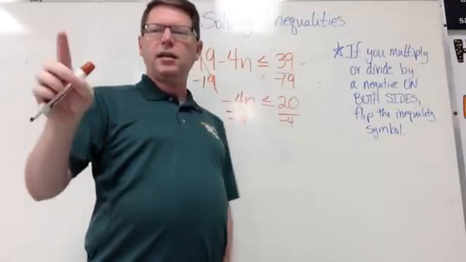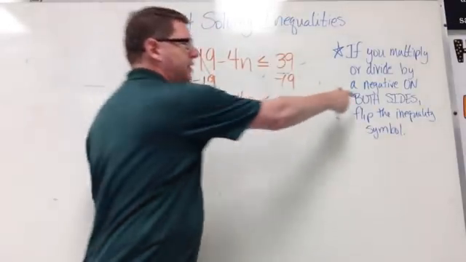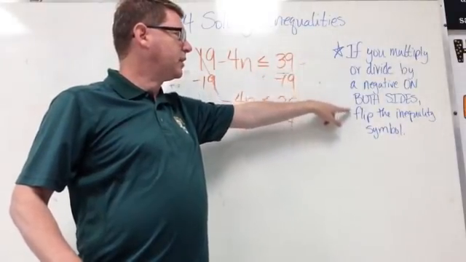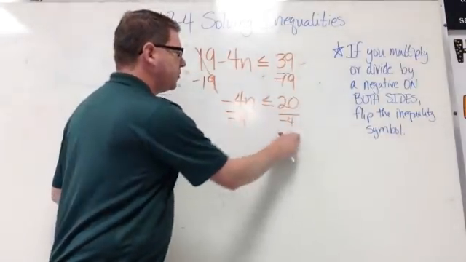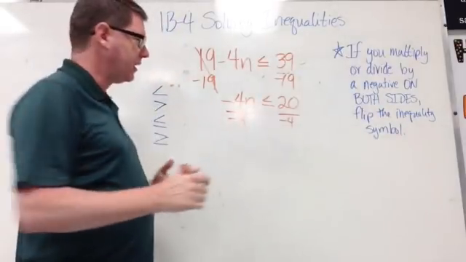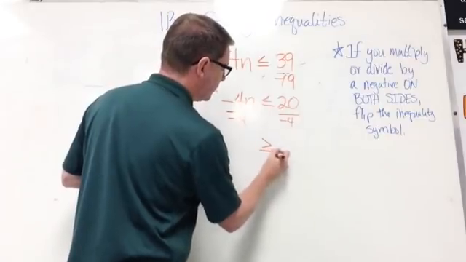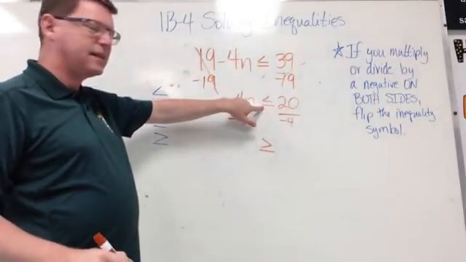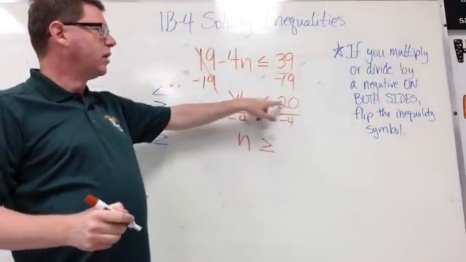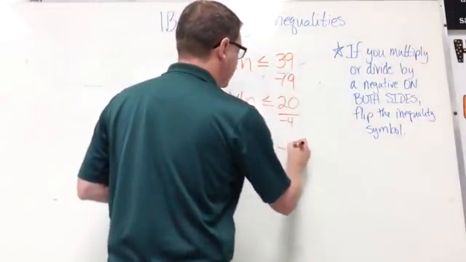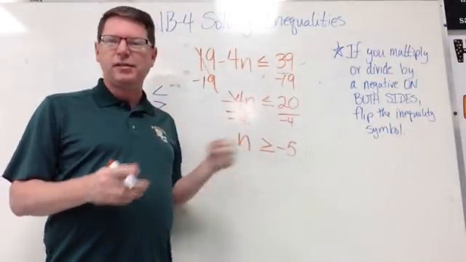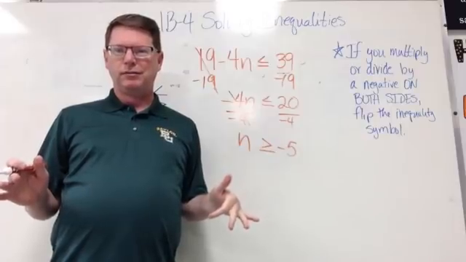Ding, ding, ding! This is where this comes in. This says if you multiply or divide by a negative on both sides, flip the inequality. I'm dividing by a negative on both sides. Because I'm dividing by a negative on both sides, I have to flip the inequality symbol. So instead of n is less than, we have n is greater than or equal to 20 divided by negative 4, which is negative 5. That is the most important thing. If you don't flip that inequality symbol, your answer is going to be completely wrong.